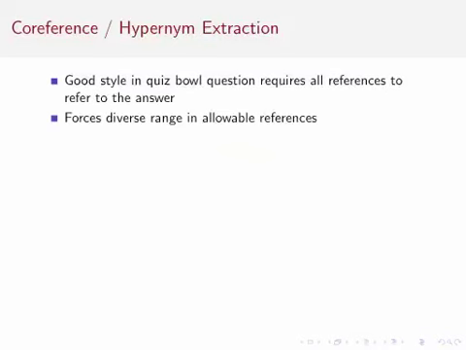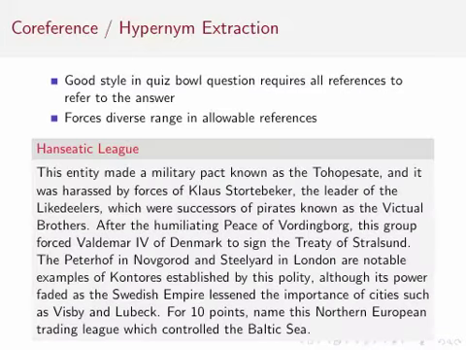Another thing you might want to tackle with Quizbowl questions is references. The neat thing about Quizbowl questions is that good Quizbowl style says that you should only use references that correspond to the answer. And so here's an example of a question on the Hanseatic League. I'll highlight all of the references in this question.